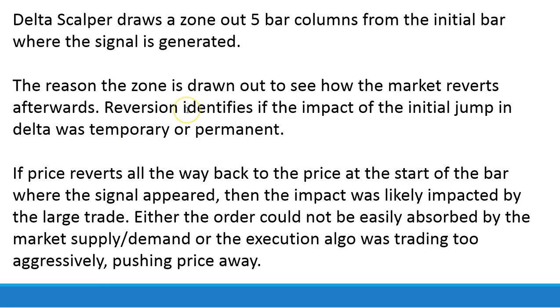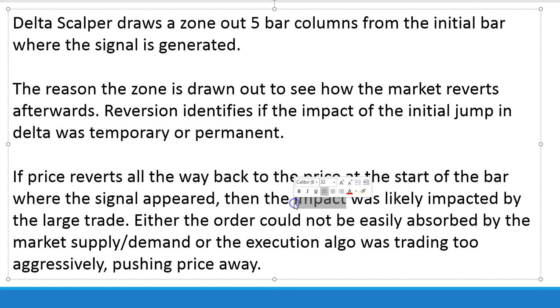Now, the reason the zone is drawn out is to see how the market reverts afterwards. Reversion identifies if the impact of the initial jump in Delta was temporary or permanent. So if price reverts all the way back to the price at the start of the bar where the signal appeared, then the market was likely impacted by the large trade. Either the order cannot easily be absorbed by the market supply or demand, or the execution algo was trading too aggressively, pushing price away at the time.